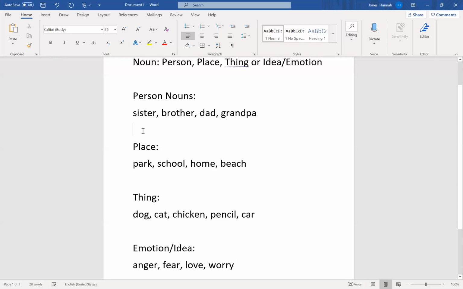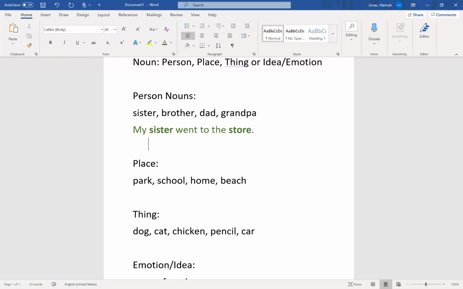So let's do a sentence here. My sister, and we'll do the sentences in a different color. Let's do the sentences in green, okay? My sister went to the store. Okay. So our noun is right here, sister. We'll bold that. Went to the store. Is there another noun? There is. Store is a thing or a place rather. It's not a person noun. It's a place noun. So that works for both things. Now, my sister went to the store is a good person noun sentence. It also has a place noun in there.